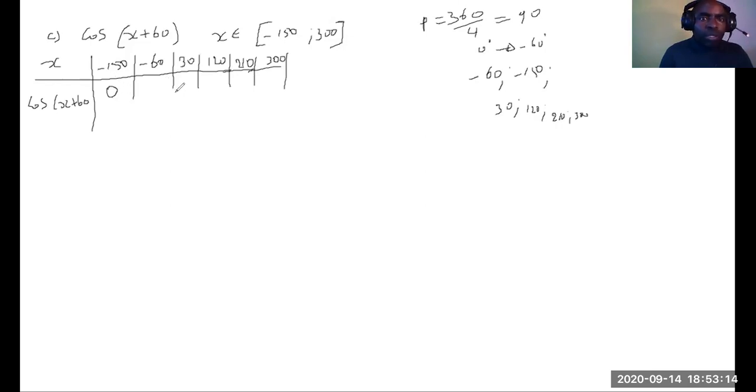So there we've got a 0. Then we've got 1. Then we've got a 0. Then we've got a negative 1. Then we've got a 0. And we've got 1. Then we can put our Cartesian plane.